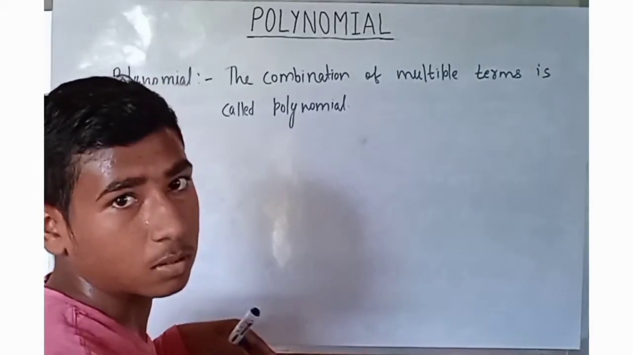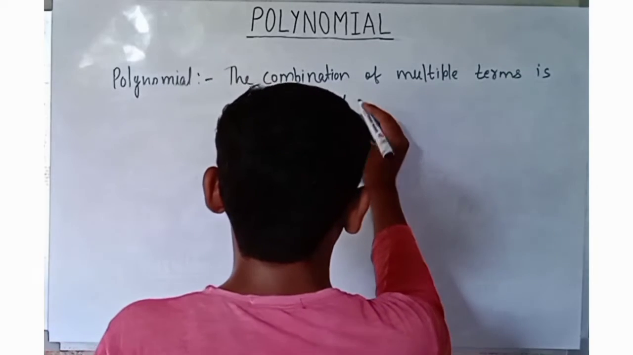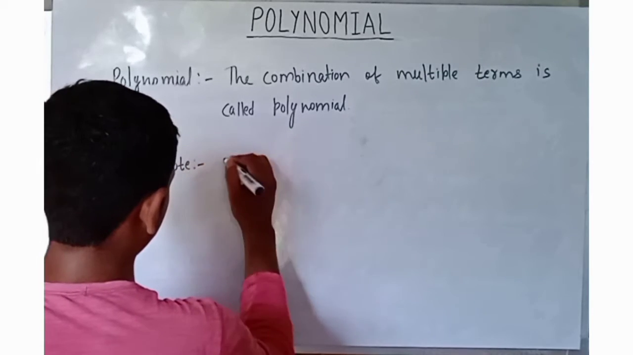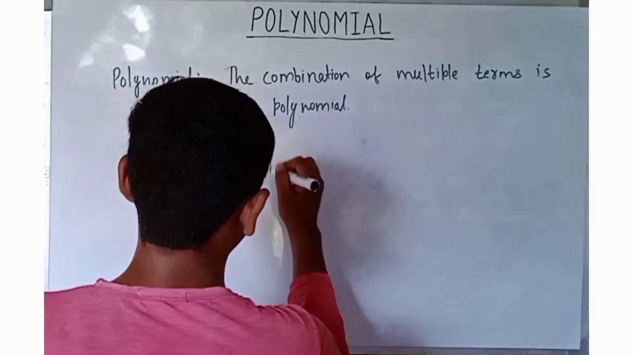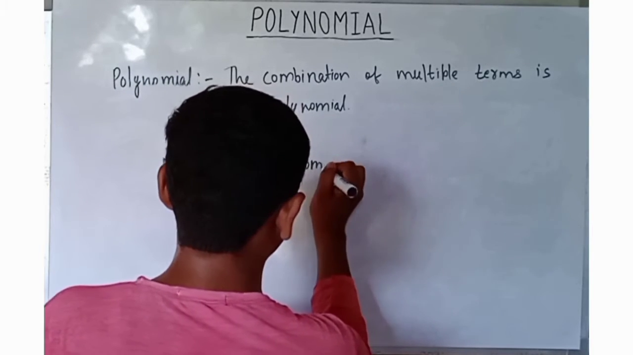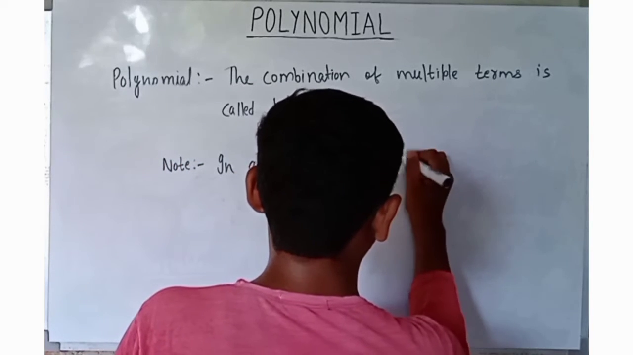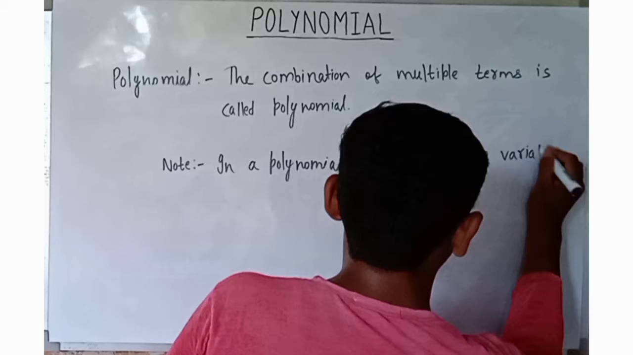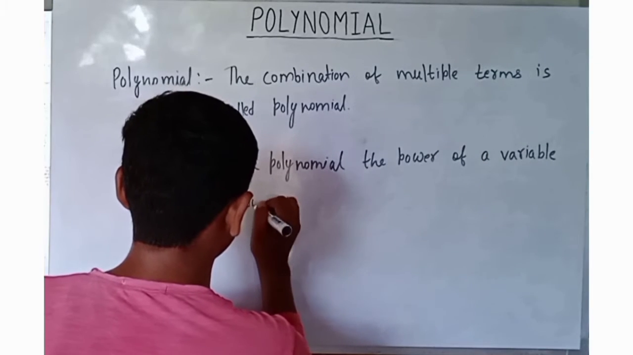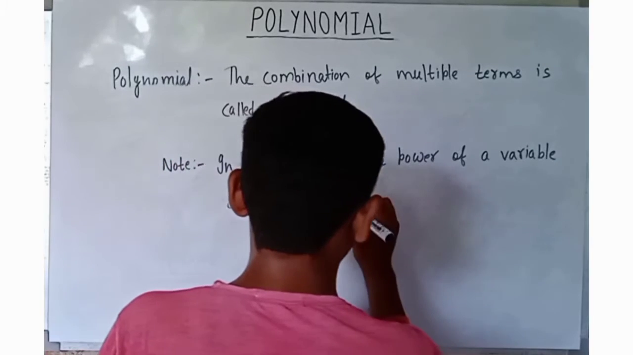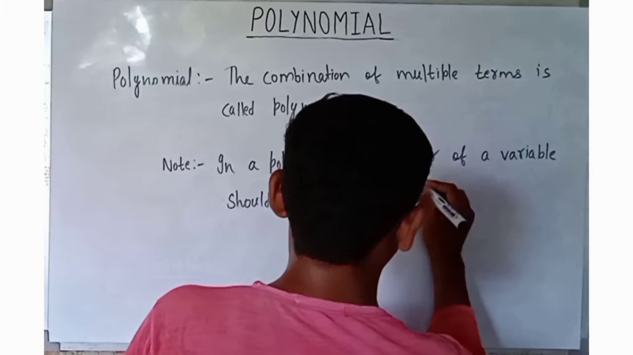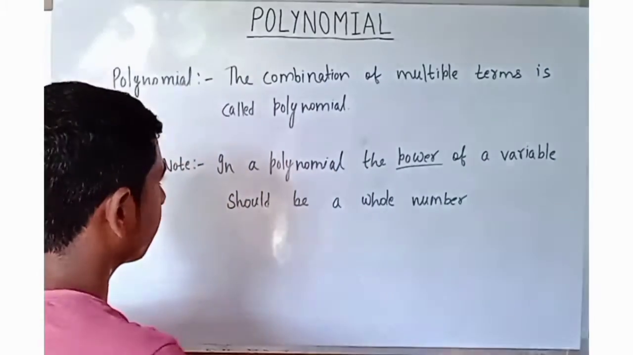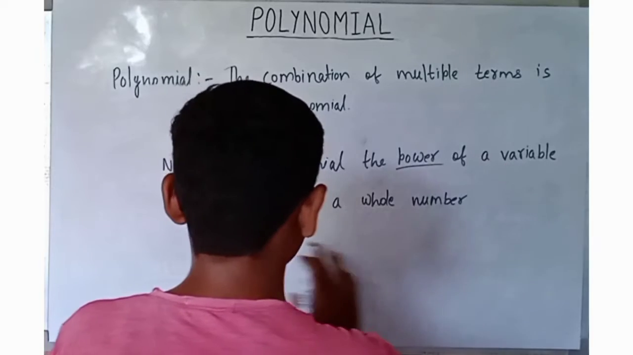But it is under one condition. Note: in a polynomial, the power of a variable should be a whole number. What is power? You know very well, that is the exponent.